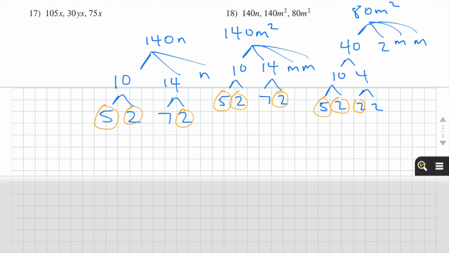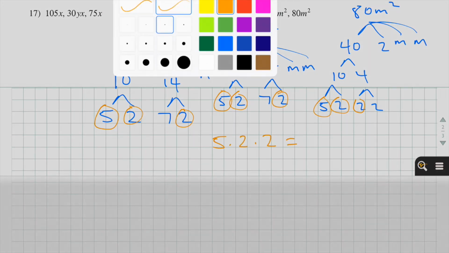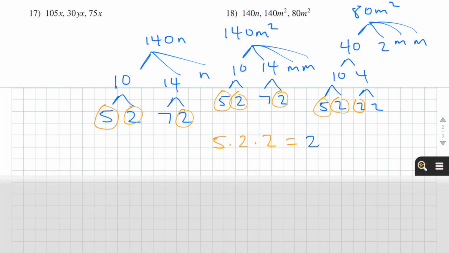Let's look at the variables now. This has an n, but 140m squared does not have an n, so we can't circle anything from there. So let's just multiply the numbers that we have. So we have 5 times 2 times 2. When we multiply those, we end up getting 20 for our greatest common factor.